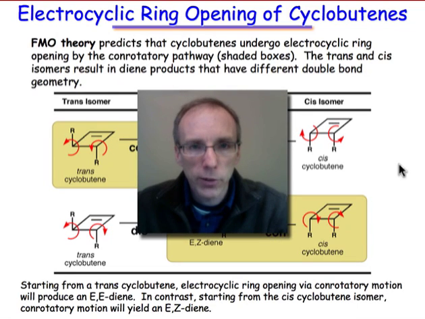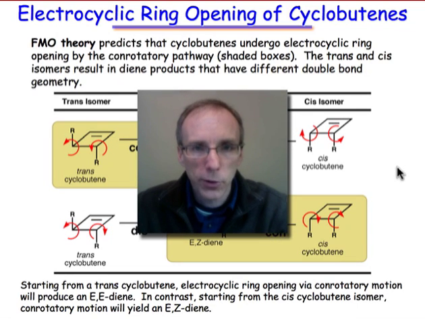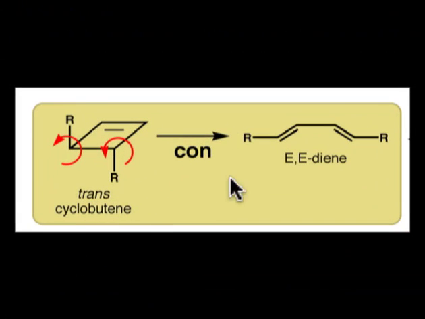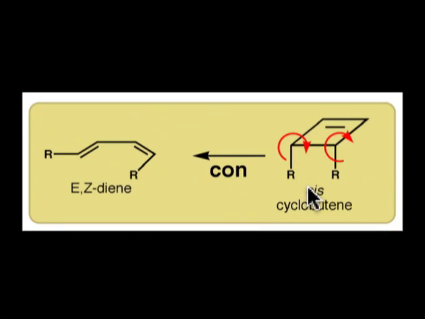Let me conclude with a discovery that comes from my own lab concerning electrocyclic ring opening reactions. In particular, we wondered whether or not we could alter the course of these reactions with an external force. We know that the normal pathway followed for cyclobutene ring opening is the con-rotatory pathway, and so the trans isomer should produce the EE diene. Similarly, the cis isomer, by con-rotatory ring opening, should produce the EZ diene.